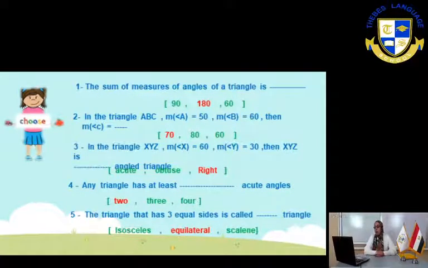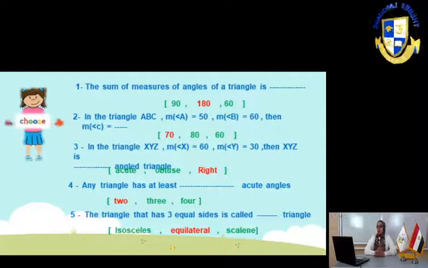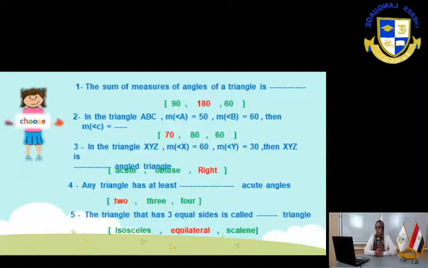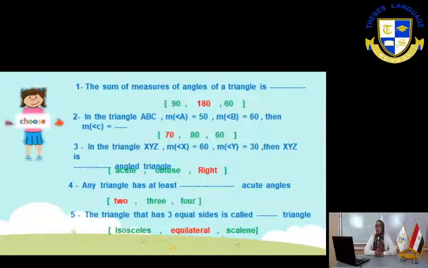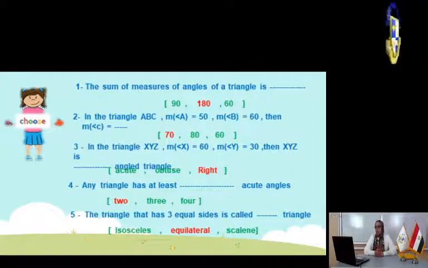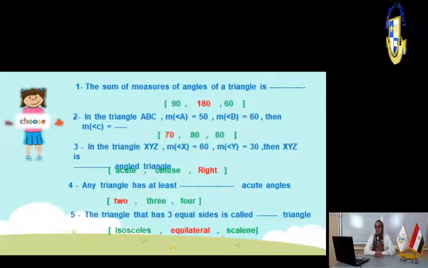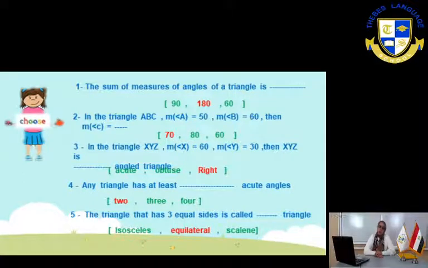Now, let's start to solve the exercises. Choose. Number 1, the sum of measures of the 3 angles of any triangle equals: excellent, 180. If we have a triangle named ABC, if measure of angle A equals 50 and measure of angle B equals 60, what is the measure of angle C?